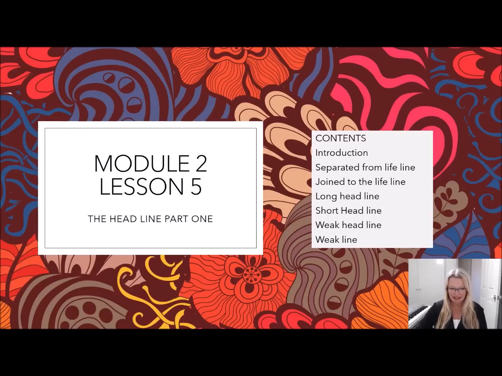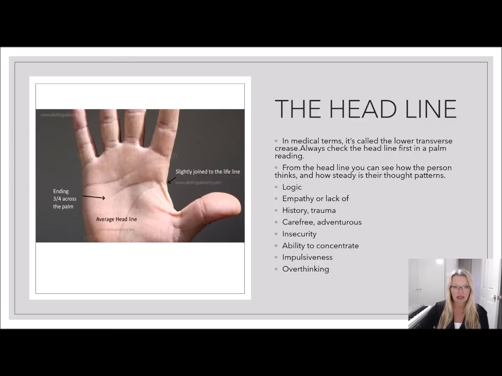We are talking about the headline, and as you can see by this contents, we are talking about a few variations of the headline in this part 1 of the headline video. So I will start bringing you some pictures to help explain. So the first one, picture here, the headline usually goes about 3/4 of the way across the palm and sits underneath the top line.